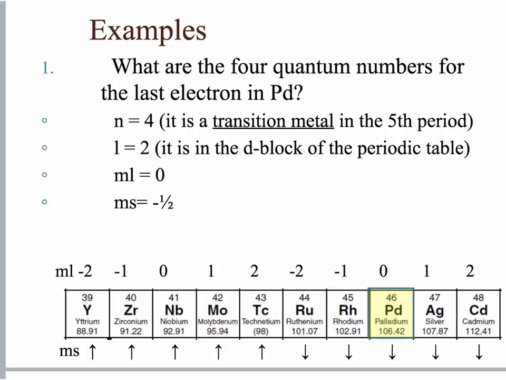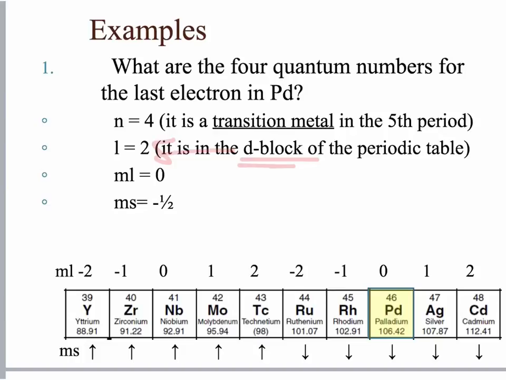Here would be a pretty complicated one. This is palladium. Palladium is number 46 on the periodic table, and it is in the D block. So the first thing I want to do is figure out my block. Like I said, it's in that D block of the periodic table. So the D block is actually number 2.